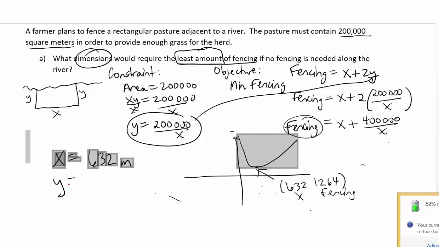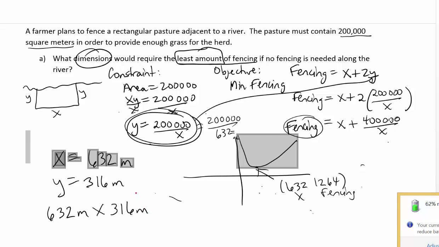And then how would we find the y value? Well, go back to your constraint, and you can plug in 632 right there. Use your calculator to do that division. And if you punch it in, I'll skip the work there, you'll get about 316 meters. So our dimensions are going to be 632 approximately for the x, and 316 meters approximately for the y. So that's our part A.